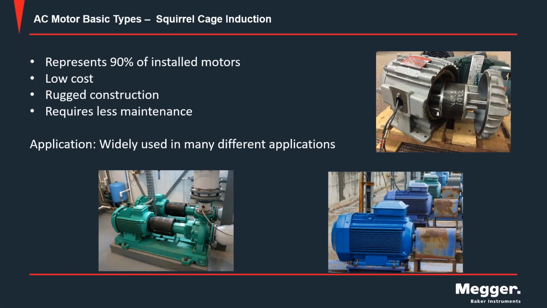So we're going to focus here mostly on AC squirrel cage induction motors, which represent 90% of all motors out there. They're low cost, they're rugged in construction, they require less maintenance than those DC motors, and they're widely used in all kinds of different applications. So we can see up in the upper right hand corner here, we have a motor where the rotor has been partially pulled out.